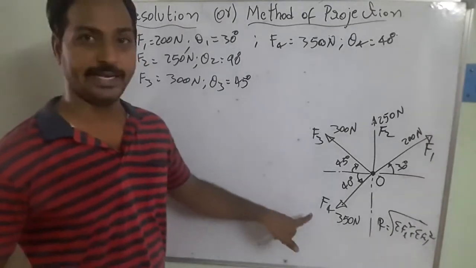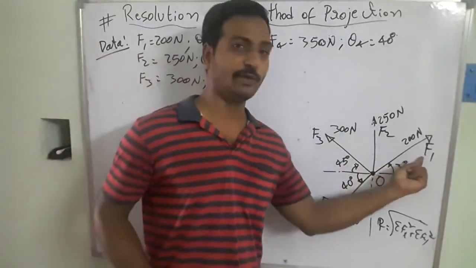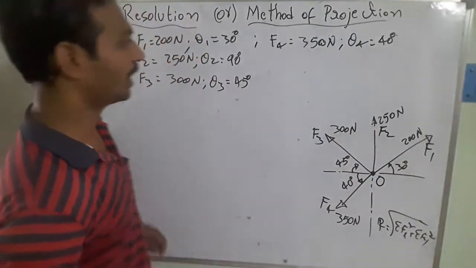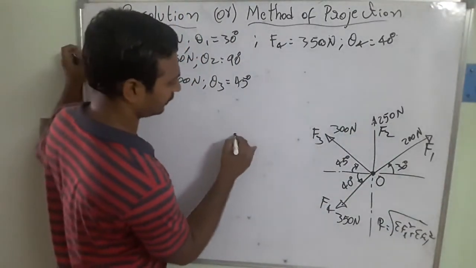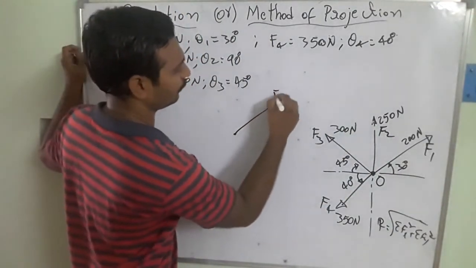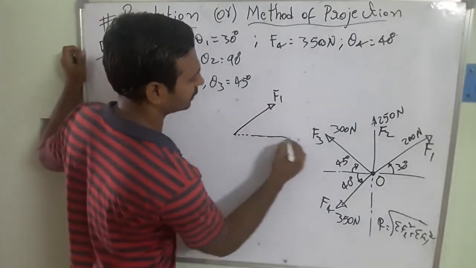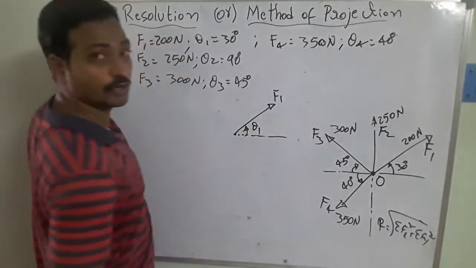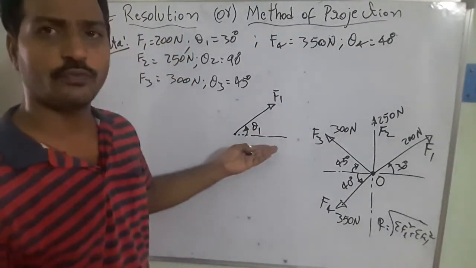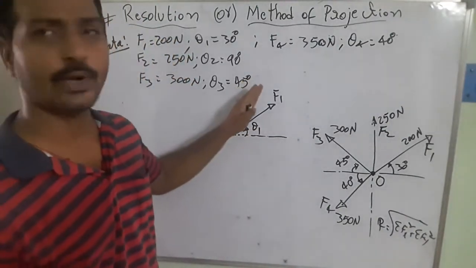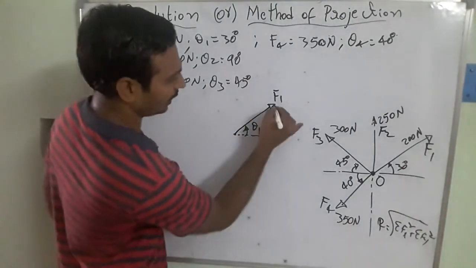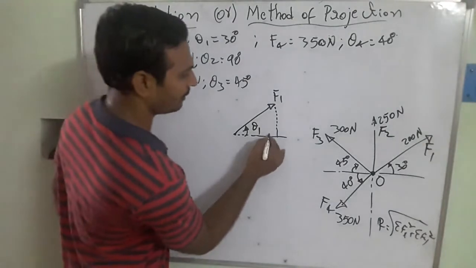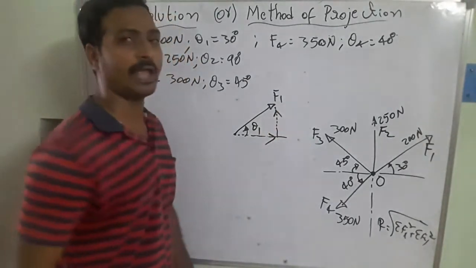Once we get this, I'm going to resolve F1 into the horizontal component as well as the vertical component. For this, I'm going to take the free body diagram for this part. This is F1 and this is the horizontal axis. This is theta 1. Then how could you resolve the forces in the x-axis as well as in the vertical axis? For this, I'm going to take it like this. In this case, what will happen?